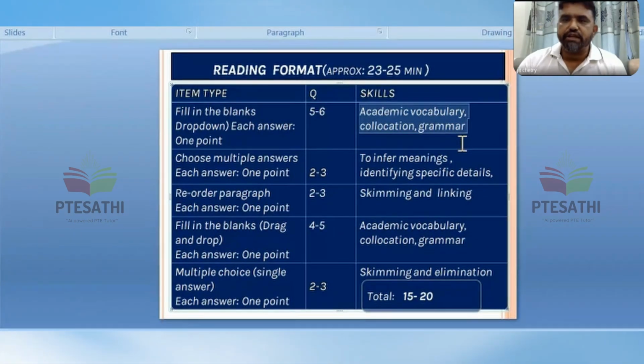Guys, have you got any idea regarding collocation? Or is it the first time you have heard of this?